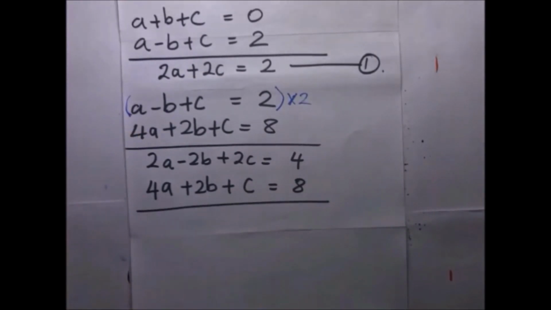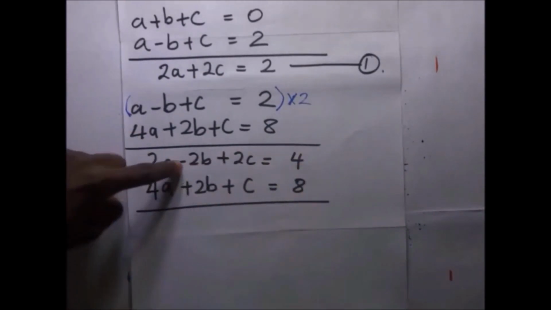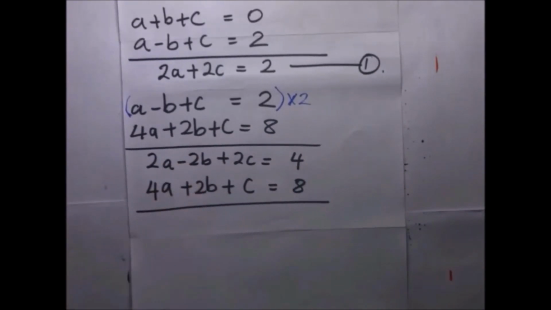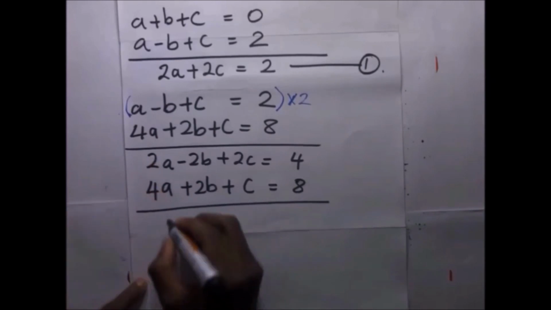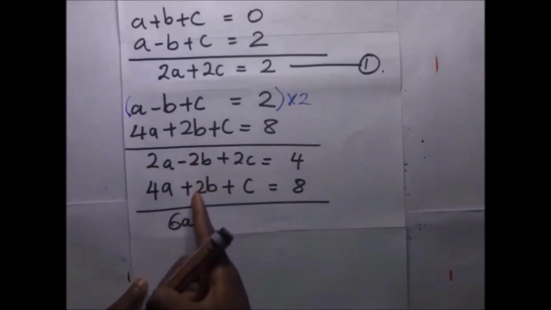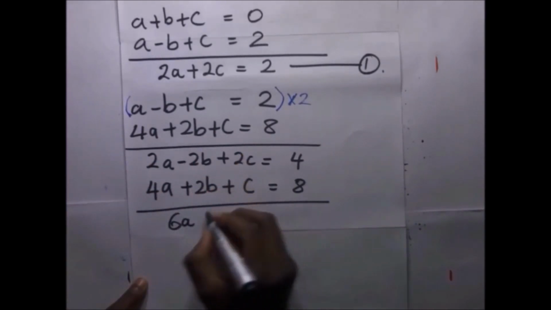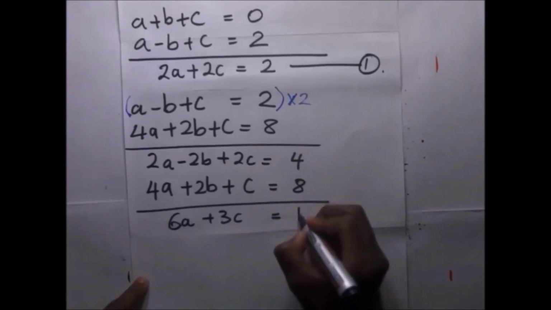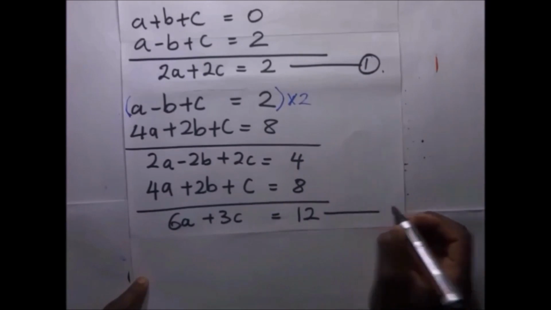So now we can just add this equation and that equation, because 2b plus negative 2b will be 0. So 2a plus 4a is going to be 6a plus 0. 2c plus c is 3c. So it's plus 3c is going to give us 8 plus 4, 12. So that's our other equation.